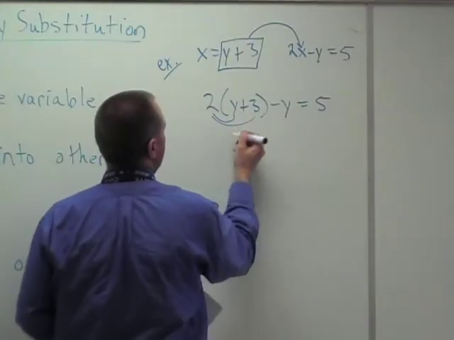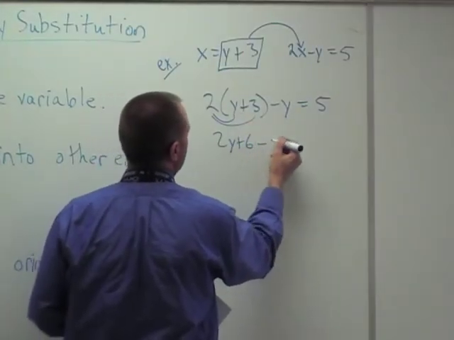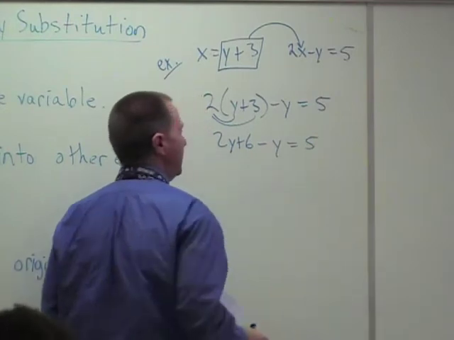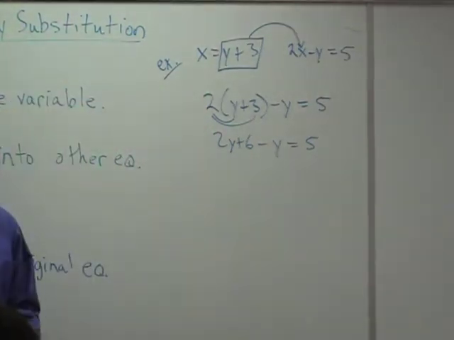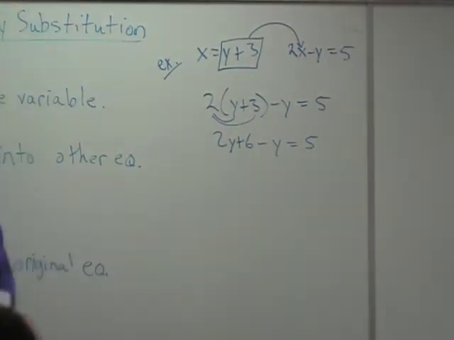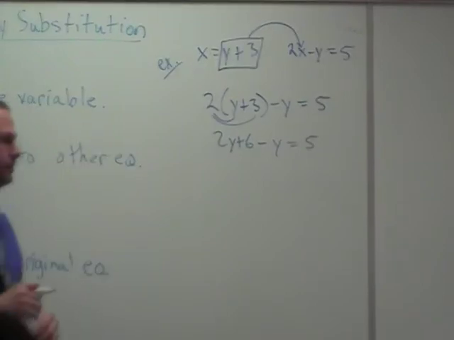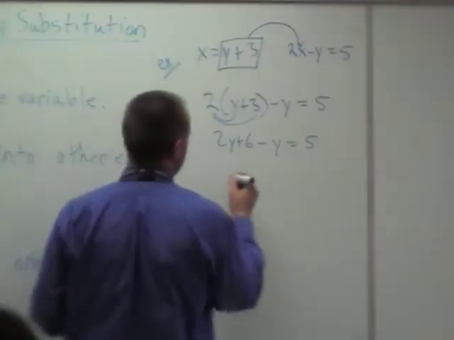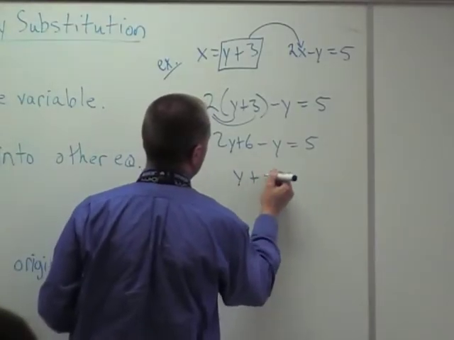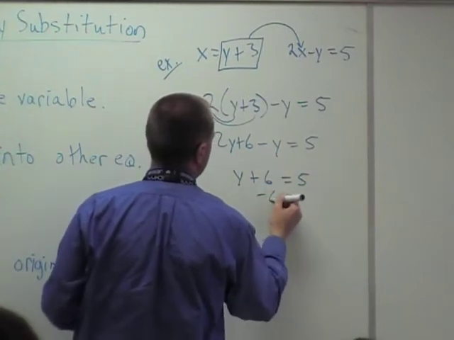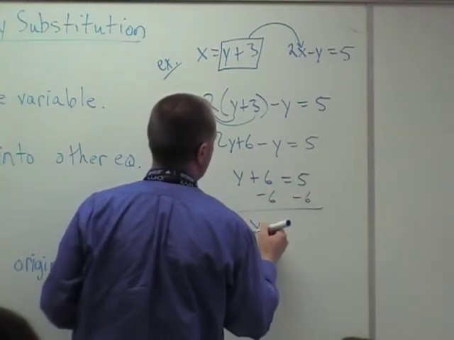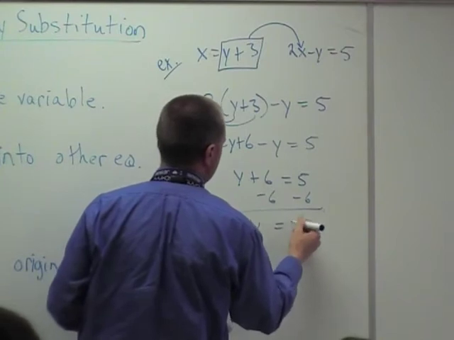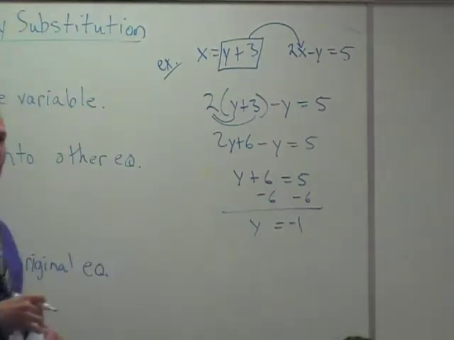Alright, so now distribute. That's 2y plus 6 minus y equals 5. Everybody can solve that from there. That's step 3. Solve it. Are we trying to solve for y or x? There's only a y in here. x is gone because we substituted it.